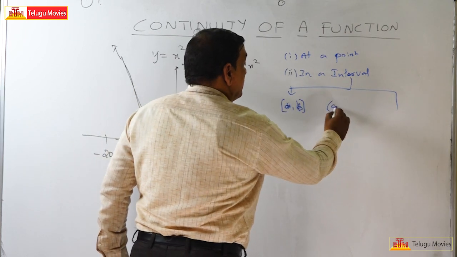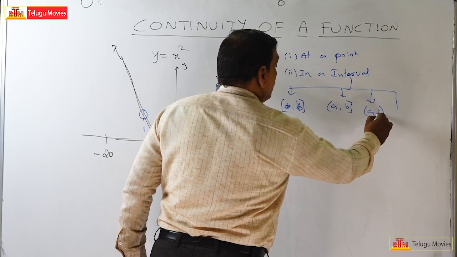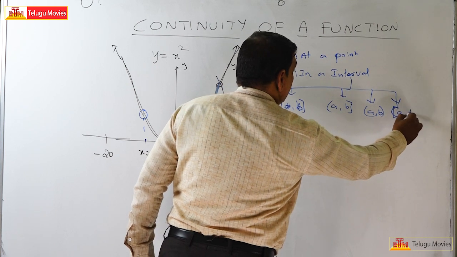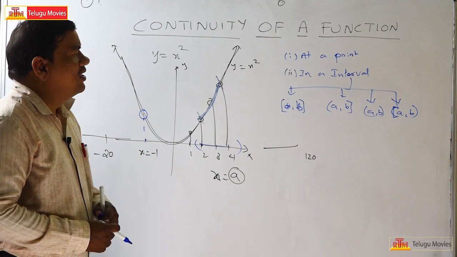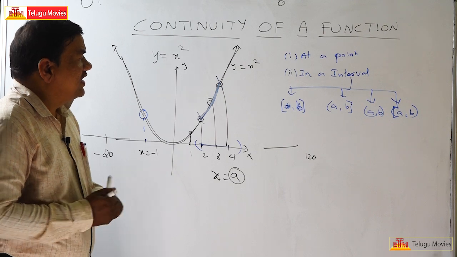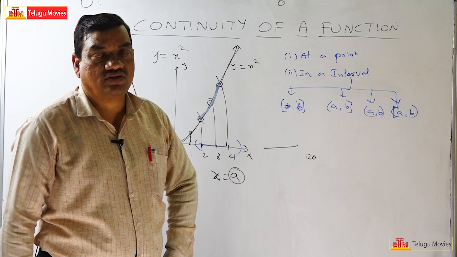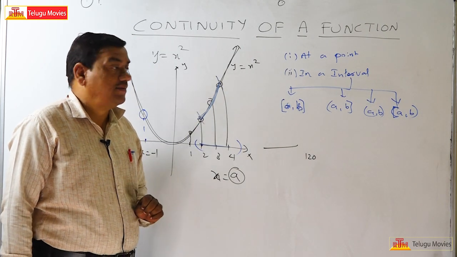So open and closed, that is the second one. Both open. So this is closed on the left, right side open. Right open, left closed. Left open, right closed. Both open, both closed. In these intervals, how to check the function is continuous, those are the things that we are going to learn here.